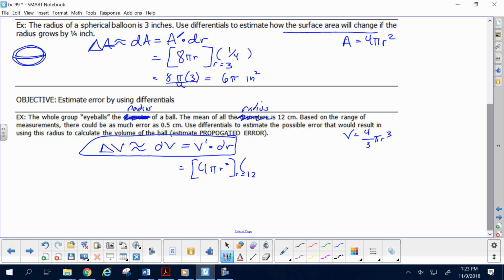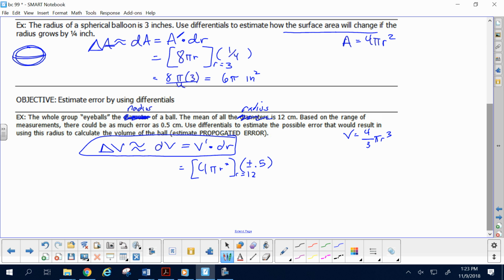12. And the dr is 0.5. Now, is r, how much we're off by, is that 0.5 too much or 0.5 too little? Plus or minus. It's actually plus or minus, because I don't know if that's above or below. Now, that wasn't plus or minus in the previous problem. How come the previous problem didn't have plus or minus? It grew. It was said grow, so there's no plus or minus.